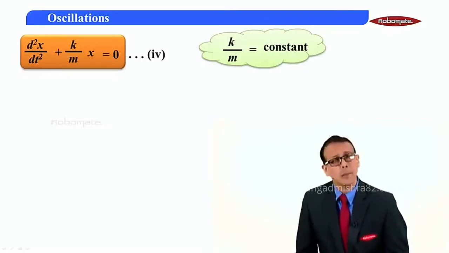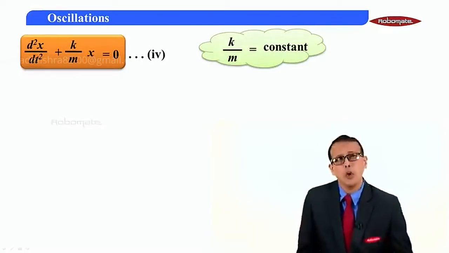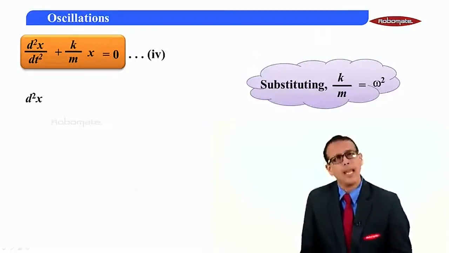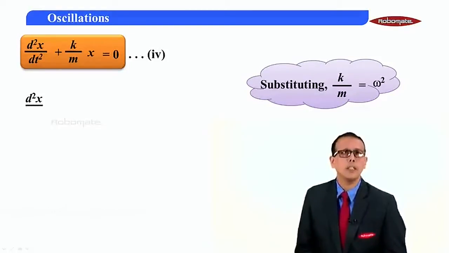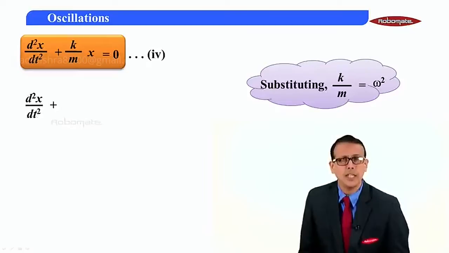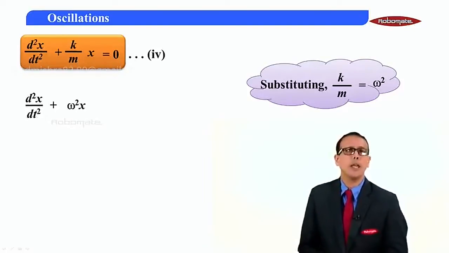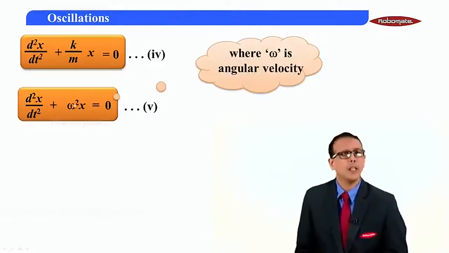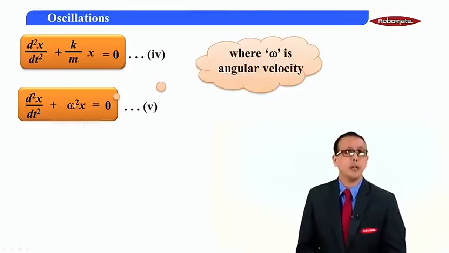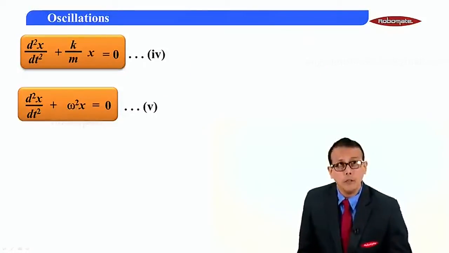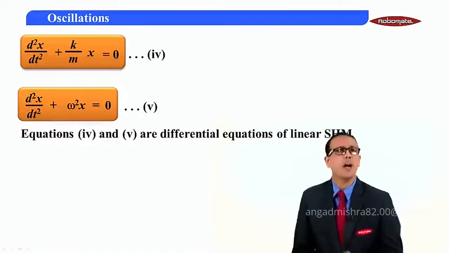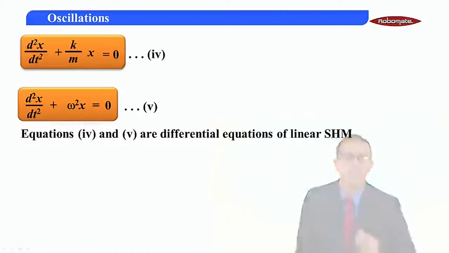Now k is constant, m is constant, so k by m on the whole is constant. Let us substitute k by m by another constant omega square, and hence equation 4 becomes d square x by dt square plus omega square x is equal to 0, where omega is a constant called angular velocity. Why angular velocity? We will see in forthcoming modules. So right now equation 4 and equation 5 are two different forms of the differential equations of linear SHM.